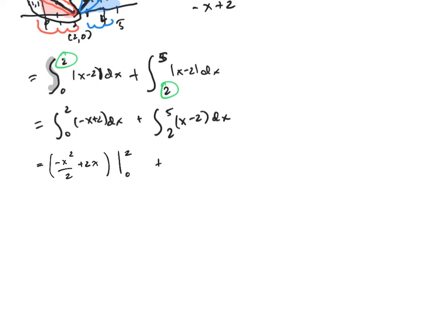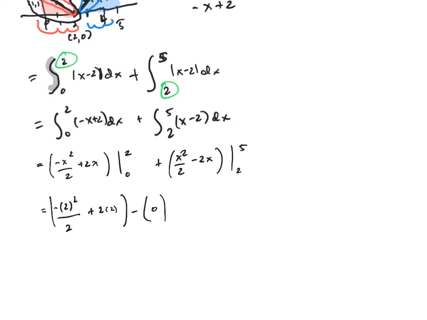Plus, I would have the integral of x would be x squared over 2. The integral of negative 2 would be negative 2x, and I need to evaluate that integral from 2 to 5. I plug in the upper limit minus the lower limit, so this would be 2 squared over 2 plus 2 times 2. That's when I plug in 2. I'm going to subtract off when I plug in 0.